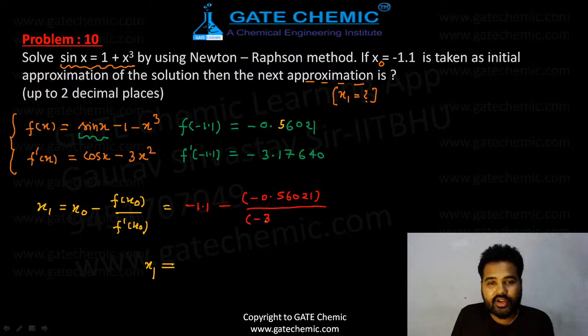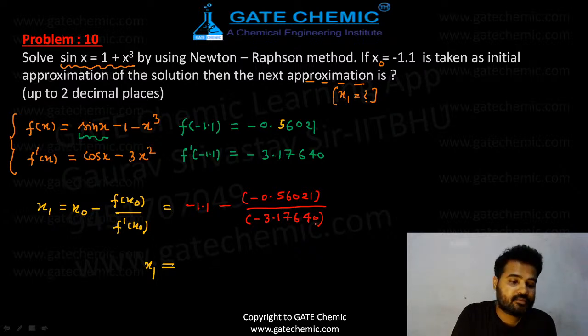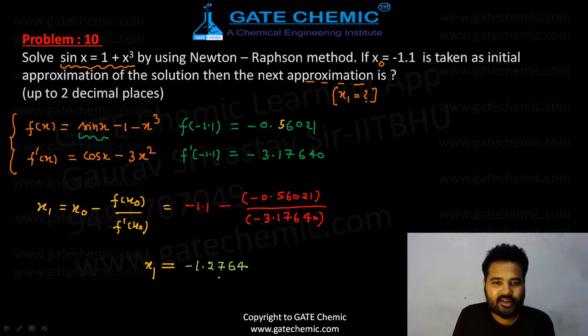So only one precaution here: don't forget to convert your calci in radian units. 0.56021 divided by 3.17640. This is in negative unit, minus 1.1. So final answer I got, my final answer is, okay beta Vibhash. Now Vibhash will get a message that you didn't come to class. Good that Vibhash told me. Sir, I am Vibhash. Very good beta. So this is your final answer, and up to 2 decimal places you can give -1.28.